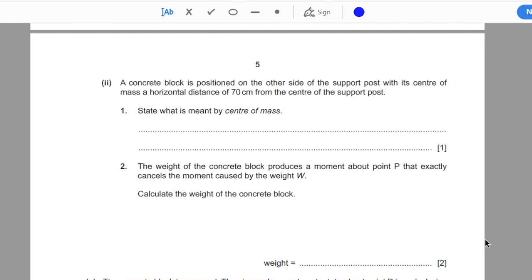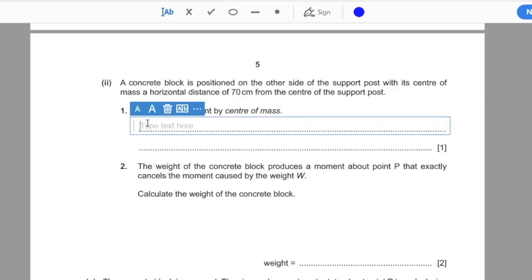Part 2. A concrete block is positioned on the other side of the support post with its center of mass a horizontal distance of 70 centimeters from the center of the support post. State what is meant by center of mass. So center of mass is a point in an object where the whole mass of it seems to act.